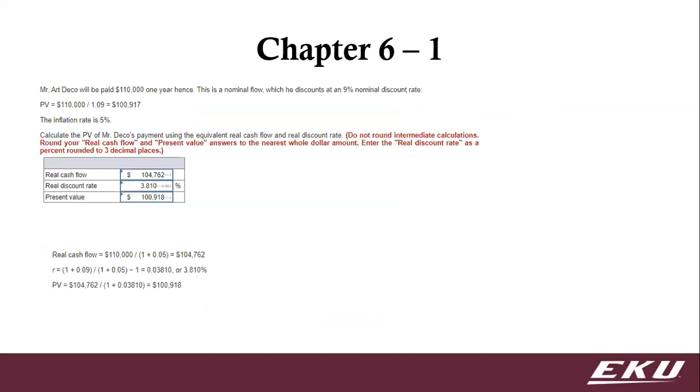All right, so moving on to chapter 6, we have someone that's going to receive $110,000 in 1 year, right? And he's going to discount that back at 9%. And they're asking us to calculate the present value of his payment using a real cash flow and a real discount rate. Okay, so the real rate, right?